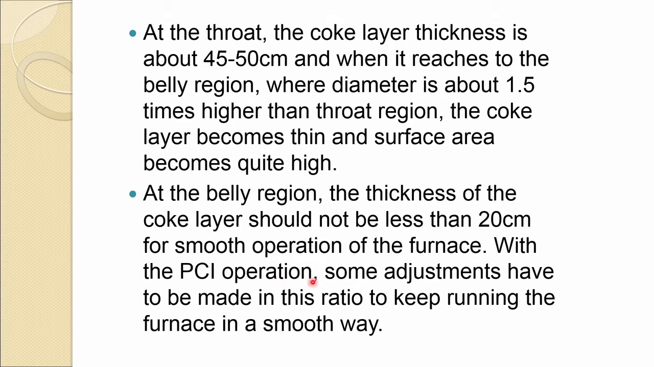So, with the PCI operation some adjustment has to be made in this ratio to keep running the furnace in a smooth way. With the PCI operation your coke consumption actually reduces, but you cannot really compromise with the minimum thickness of the layer near the bosh region or lower part of the blast furnace. So, some sort of compromise has to be made, so that smooth operation of the furnace occurs.